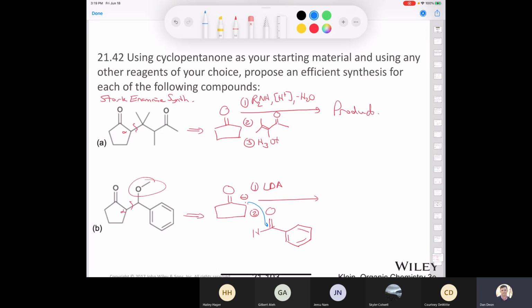we get a nucleophilic attack like this, and that's going to produce this intermediate. So let me draw the intermediate that we're going to get. It's going to look like this, like that, and put my phenyl here.